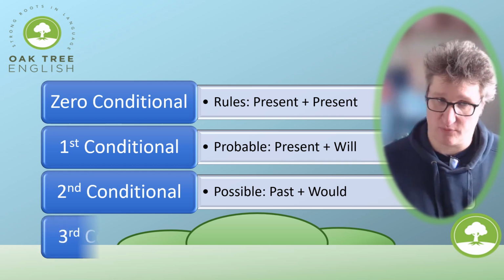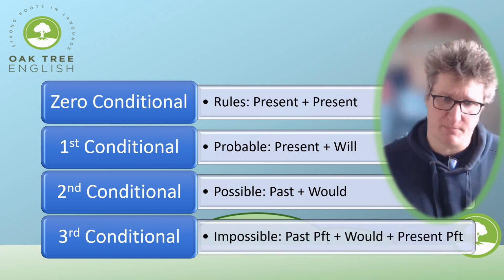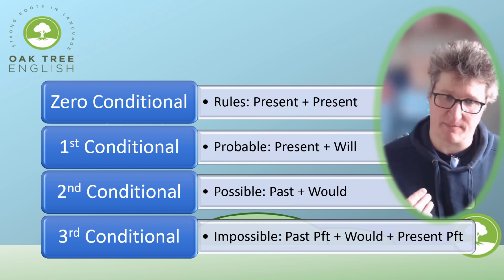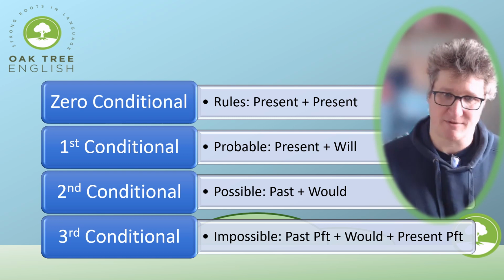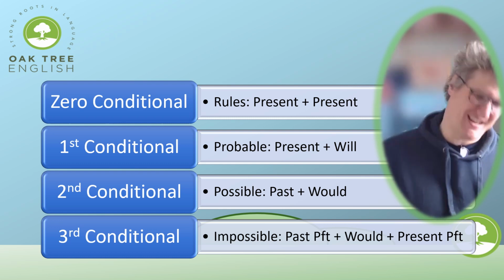And then we finished off with the third conditional, which is for impossible hypothetical situations, which are about a past time that is already over and done with, like the Proclaimers. It's over and done with.